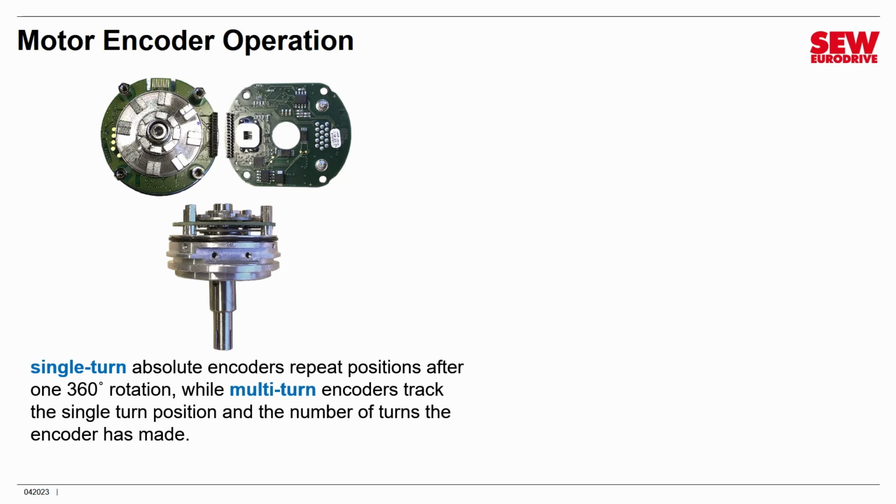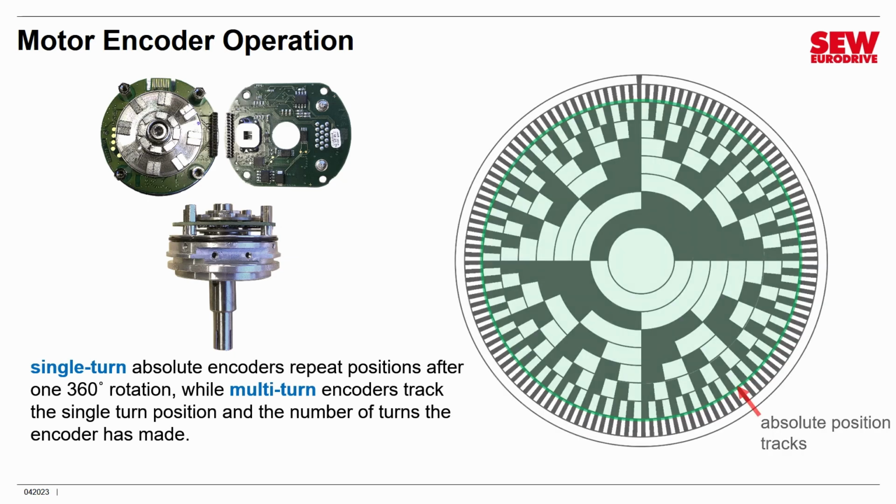Multi-turn are more sophisticated. They not only provide a single turn position, but they also keep track of the number of turns the encoder has made. Many of them, for example, can keep track of up to 4,096 rotations before the numbers start to repeat. The more money you pay, the more turns you can get. So absolute encoders have a lot of advantages.